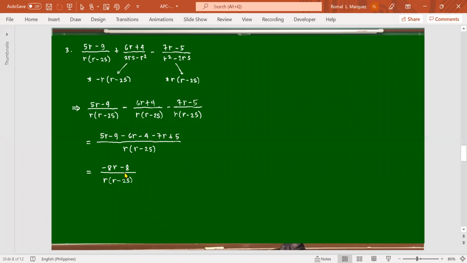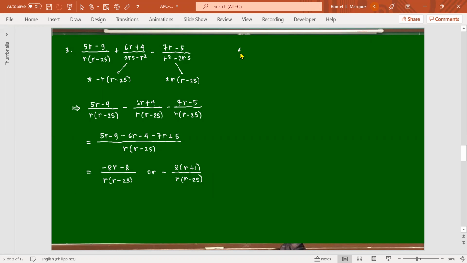Are there any quantities we can cancel? If I'm going to factor this out, will I produce r minus 2s? No, so this is already the answer. Alternatively, you can factor out a negative 8, and put the negative before the fraction as your final answer if you want. So the answer in factored form is negative 8 times (r plus 1), then denominator r minus 2s. Okay? Well, that's it.